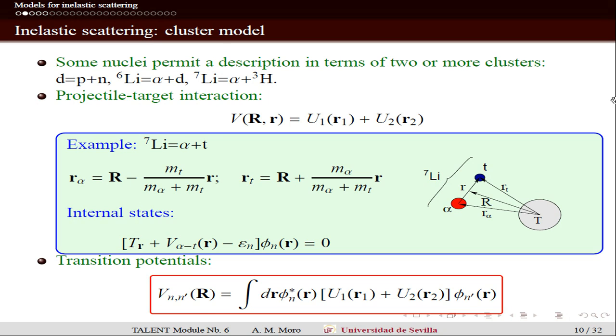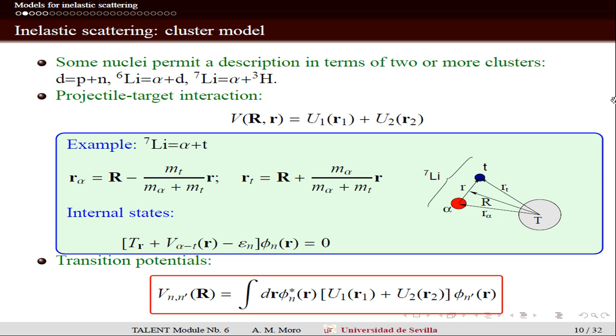I don't write the t, but this is alpha-target and the triton-target interaction. So these R1, R2 vectors correspond in this particular case to these two vectors. And one has different coordinates for this system. So one could use these two coordinates, but in the end, we always want to separate the projectile-target interaction in terms of this angle on this vector.